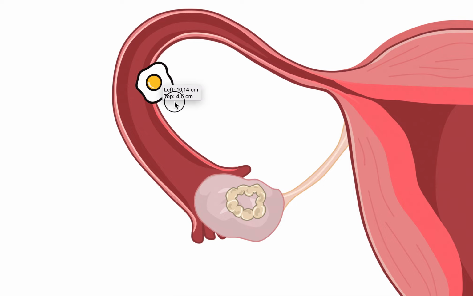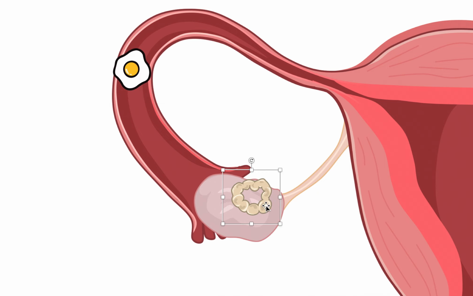So, when this egg is released, the corpus luteum has a very important job to prepare this endometrium in case the egg gets fertilized, in case there will be a baby. Okay, so how does it do that? So the corpus luteum will release two important hormones called estrogen and guess what? Progesterone.